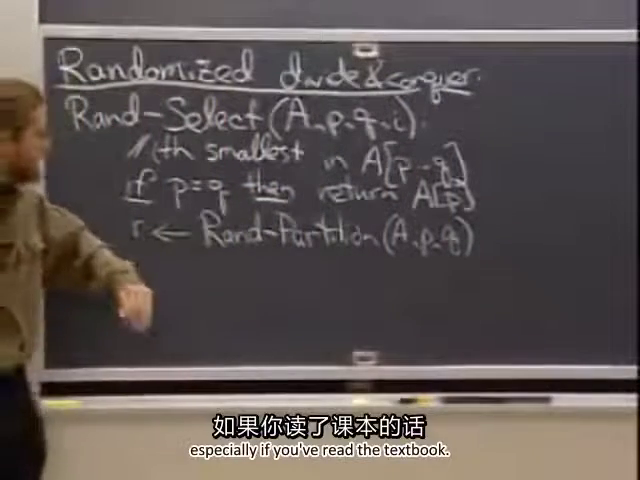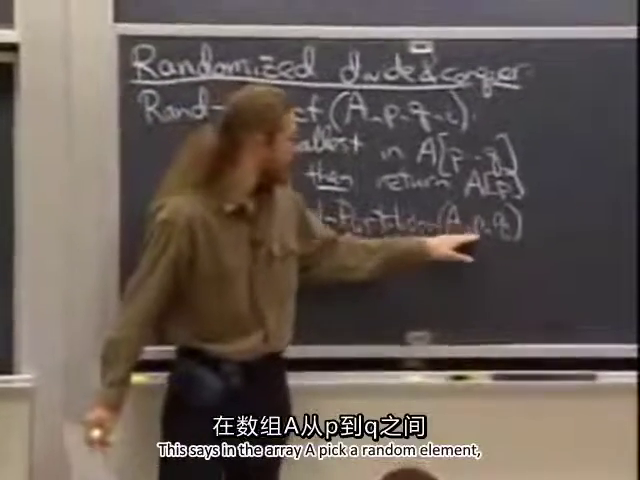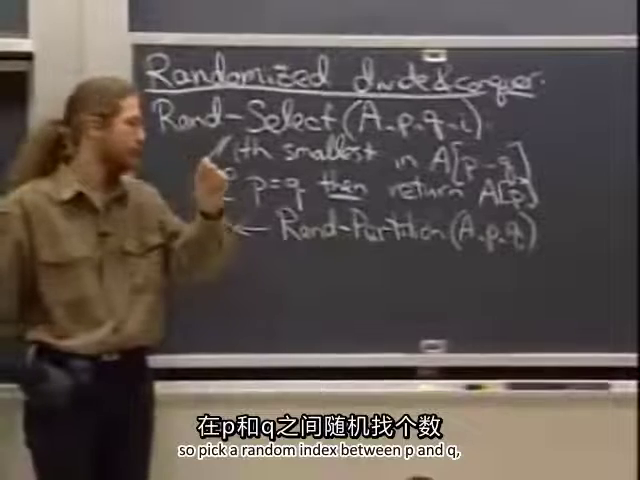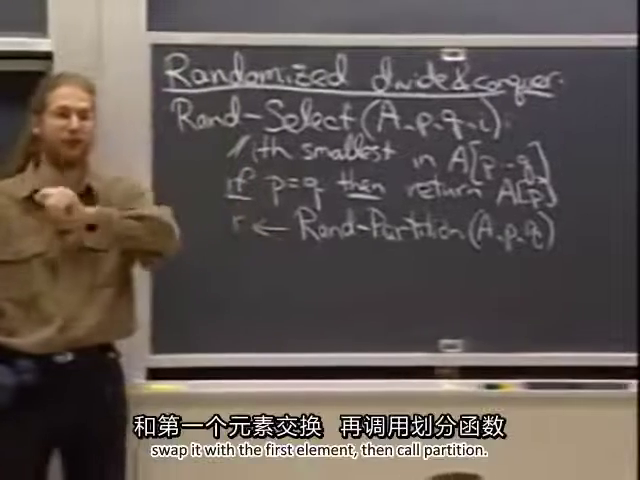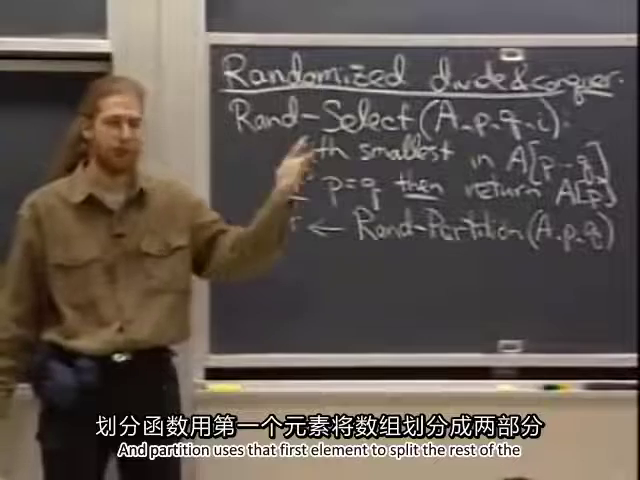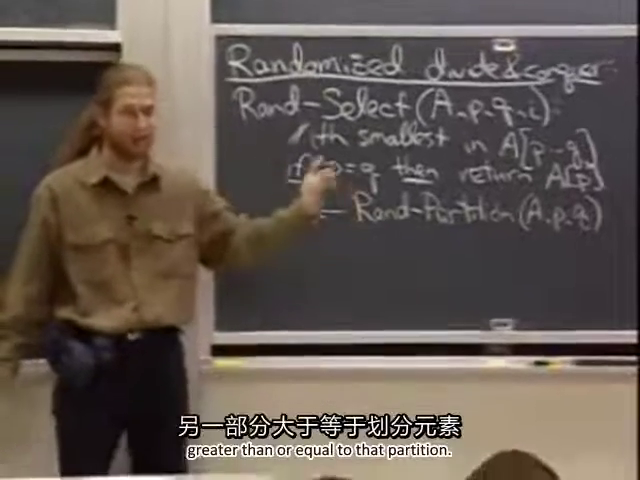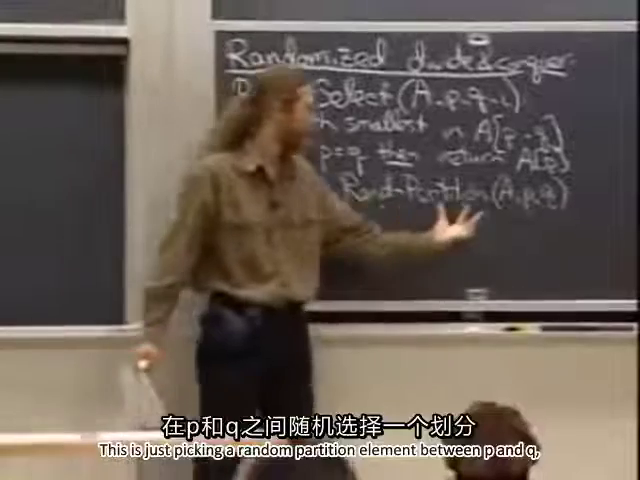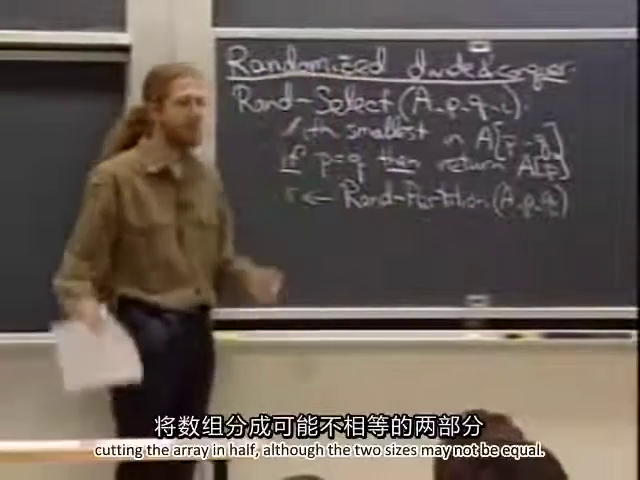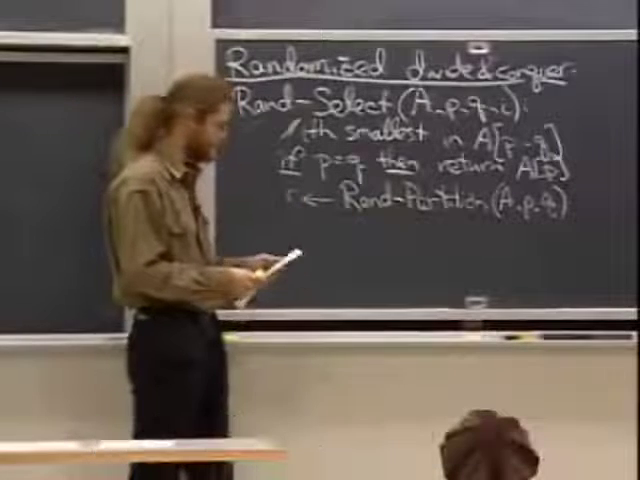This says, well, in the array A from p up to q, pick a random element, so pick a random index between p and q, swap it with the first element, then call partition, and partition uses that first element to split the rest of the array into less than or equal to that random partition and greater than or equal to that partition. So this is just picking a random partition element between p and q, cutting the array in half, although the 2 sizes may not be equal.